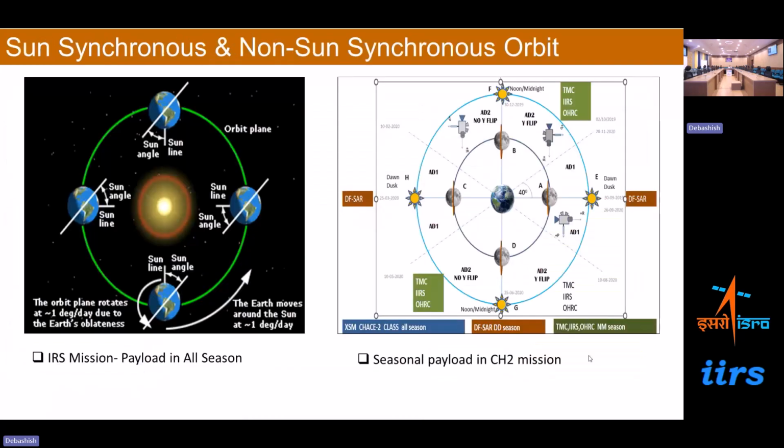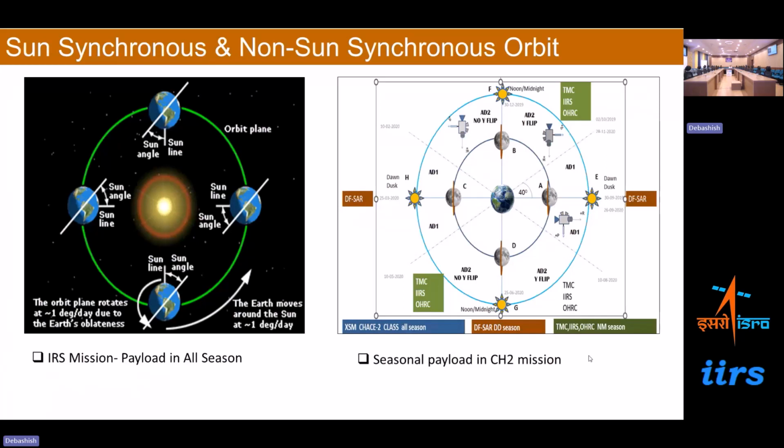So before going into payload programming, from the science point of view, I want to tell you there are two types of orbit: the sun-synchronous orbit and the non-sun-synchronous orbit. In the sun-synchronous orbit, the angle between the sun and the orbital plane is always the same. With that, the illumination condition on the ground where we image is maintained in all seasons.